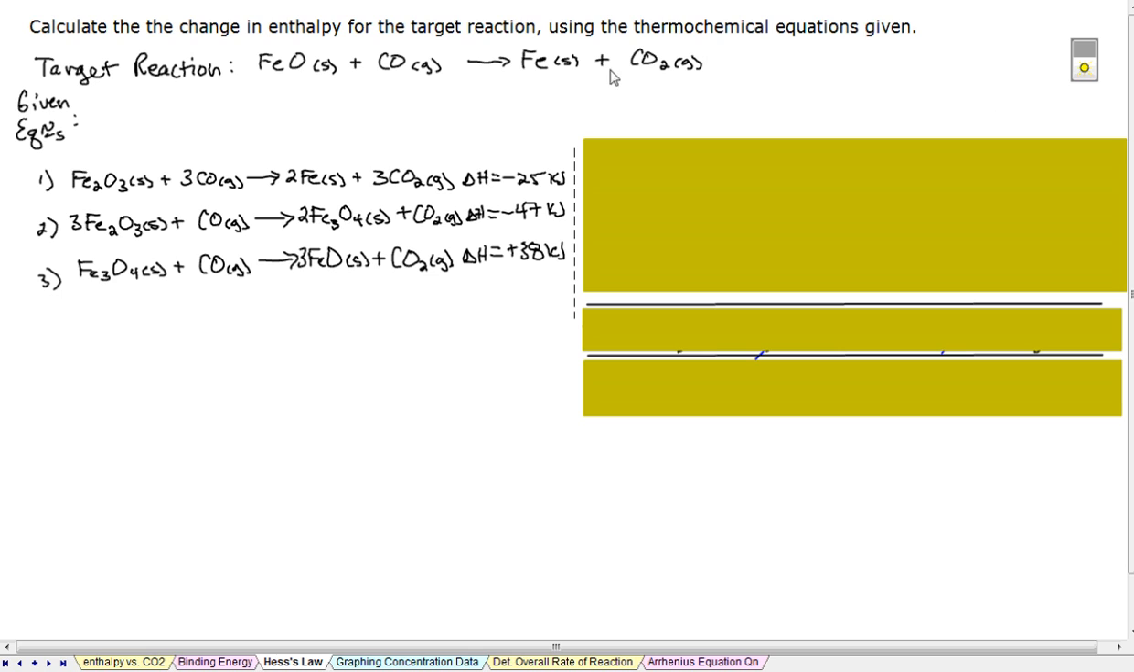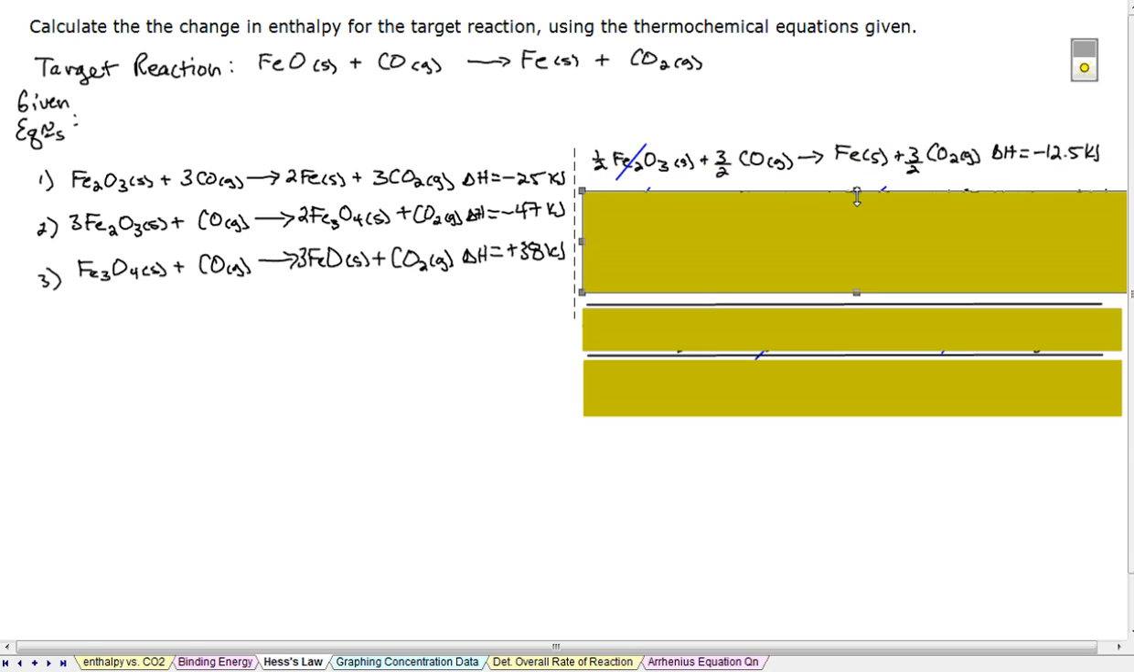So I look at my target and I say, okay, I need to get my iron(II) oxide on one side plus carbon monoxide on the left, and elemental iron and carbon dioxide on the right. So I look at my equations and I say, what do I need to do to each one in order to get to my target? I look at this first one and I can see I've got iron(III) oxide, carbon monoxide, elemental iron, and carbon dioxide.